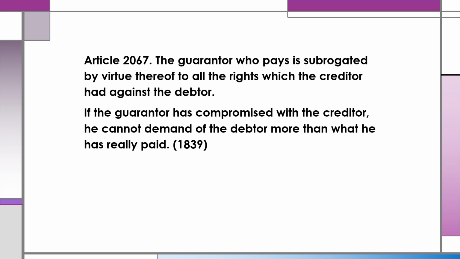Article 2067. The guarantor who pays is subrogated by virtue thereof to all the rights which the creditor had against the debtor. If the guarantor has compromised with the creditor, he cannot demand of the debtor more than what he has really paid.